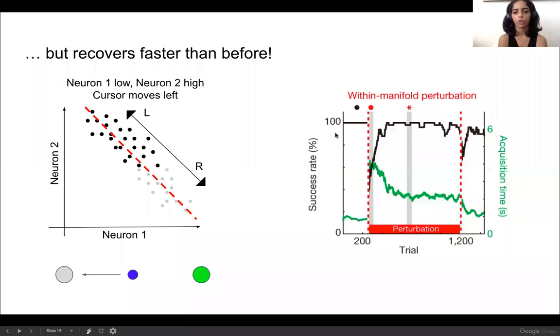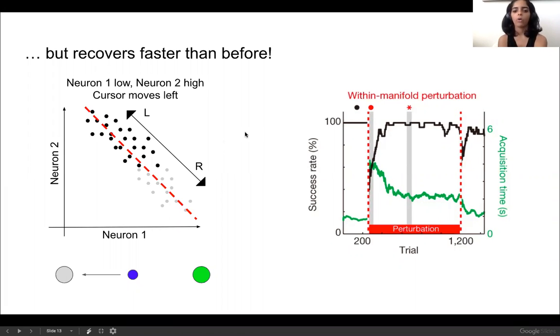They taught the monkey some initial mapping over many months. It was at 100% performance. Then they flipped the directions of cursor movement. They changed it back to what it used to be. The performance recovered faster than before. Acquisition time went down to what it used to be.